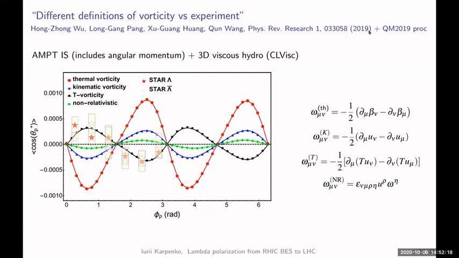there was a talk showing yet another idea: if you compute polarization not only according to the thermal vorticity, so not only the red curve, which shows the opposite sign, but according to all four definitions of vorticity, then one of them, namely the so-called T vorticity, would produce the polarization pattern which has the same sign as the experiment. It is again not clear.